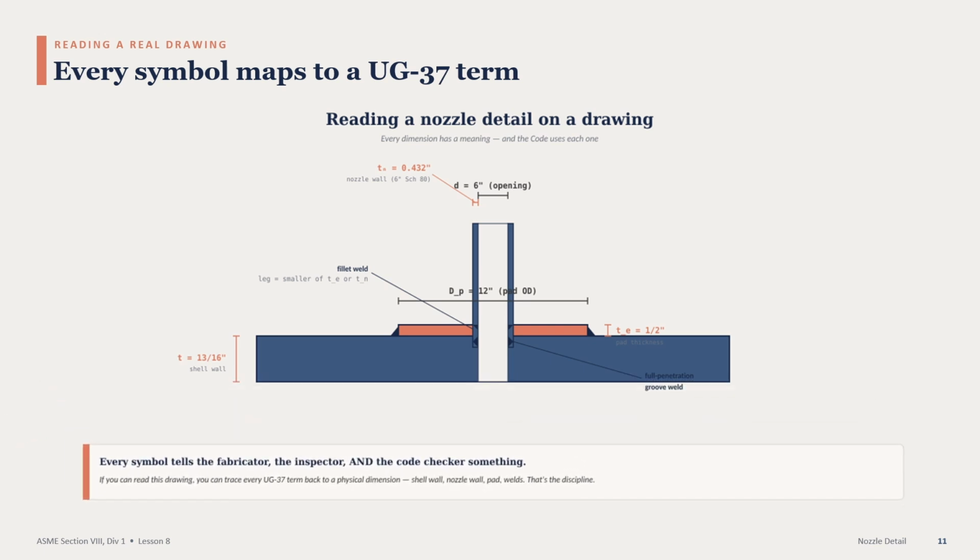Every one of those dimensions has a name in UG-37. Every one of them shows up in a term of the area calculation. If you can read this drawing, you can trace every UG-37 term back to a physical dimension. Shell wall, nozzle wall, pad, welds.